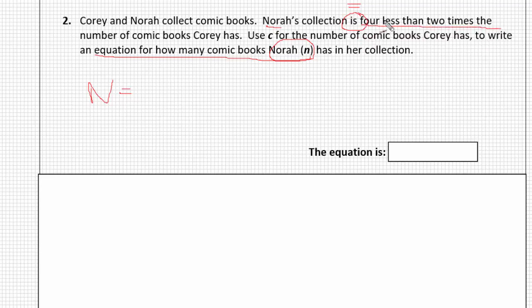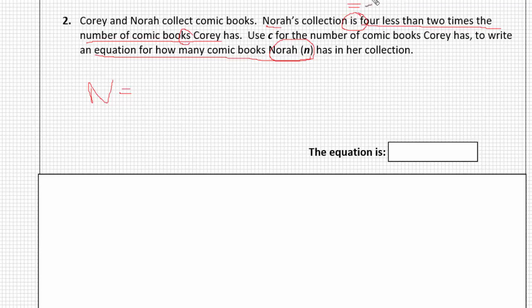4 less than 2 times the number of comic books Corey has. So there's some more important information: use C for the number of books Corey has. So this is just going to all be a C. It looks like I've just scribbled all over the page, but hopefully you can see I'm trying to highlight a few things. We're really going to focus on this phrasing here: 4 less than 2 times the number of comic books Corey has.